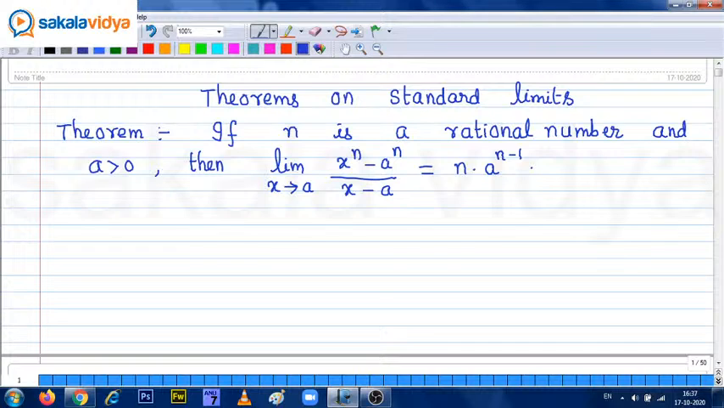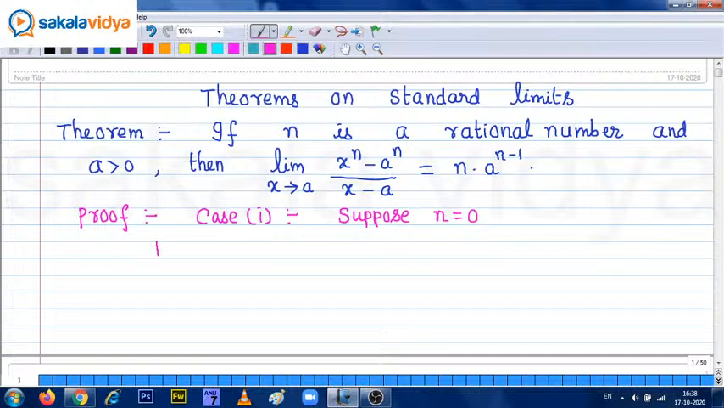So this is the theorem. We need to give the proof for this theorem. So first let us give the proof. Proof follows. First case 1. Suppose n is equal to 0. For n is equal to 0, does it hold good or not? We need to check.